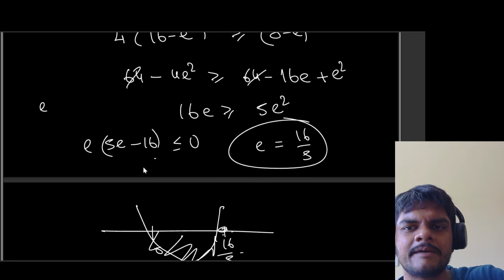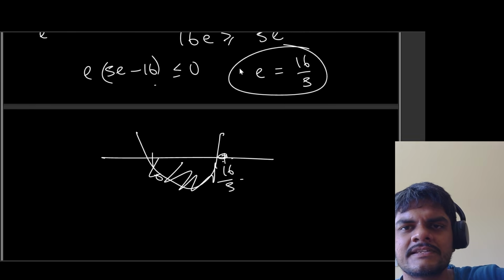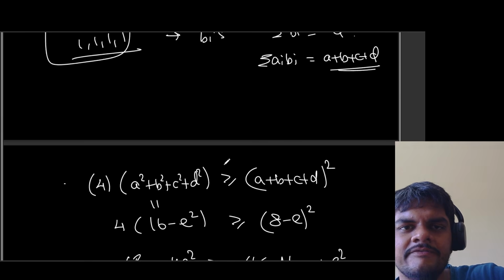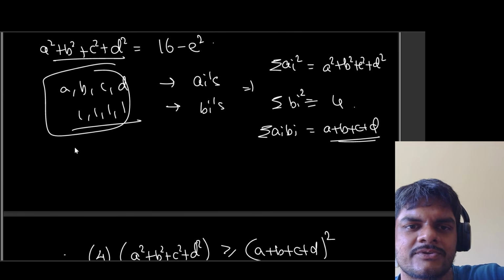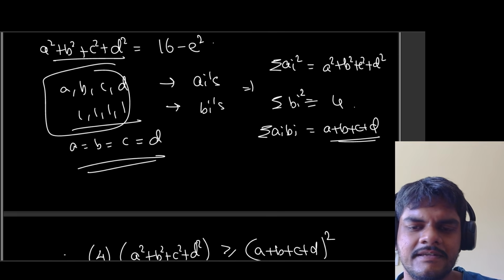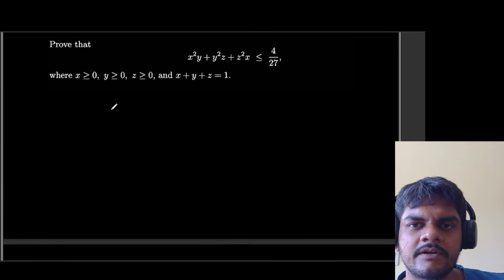That greatest value is happening when e is a value such that this is equal to 0. So we want this to be equal to 0. That means all of them have to be in the same ratio. So a should be equal to b should be equal to c should be equal to d. So that is also a condition. And that's it.